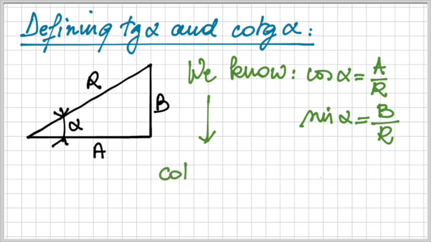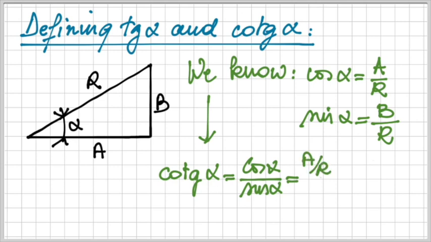Now, when we look at the cotangent, we can do the same, but the cotangent is tangent to the power minus 1, the inverse of tangent. And we say that the cotangent is equal to cosine alpha divided by sine alpha. And we find A over R divided by B over R. And again, we can simplify because R is in both denominators, which leads to the result A divided by B, and for the cotangent, B cannot be equal to 0.